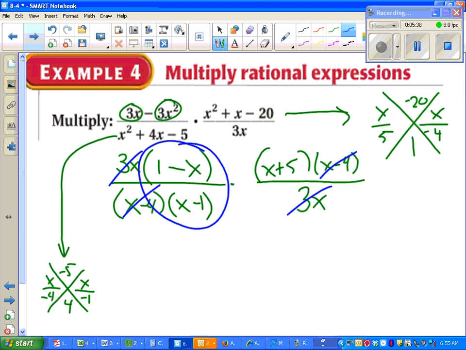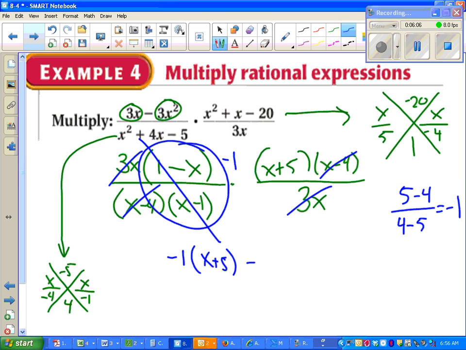There's a property that says if you have two numbers subtracted on top, the order switched on the bottom, that's always going to give you -1. Practice it with a couple of numbers if you want to verify. But that's what's going on here where I circled in blue. 1 minus x over x minus 1 will always reduce to -1. Looks like all that's left on top is the -1 times x plus 5. Nothing left on the bottom. And we're done.